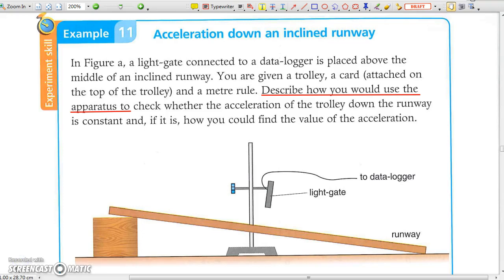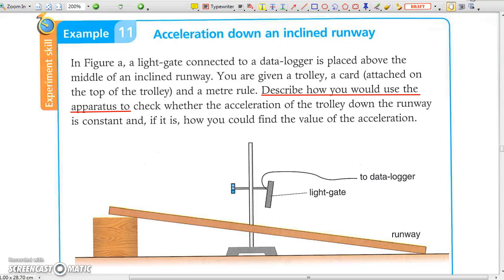In example 11, you are asked to describe how to use a light gauge to check if the trolley runs down the slope with constant acceleration. Now cover up the solution and listen to the following hints. You should apply the equations that you have learned in this chapter. You have to measure the speed v of the trolley when the trolley has traveled different displacement s.